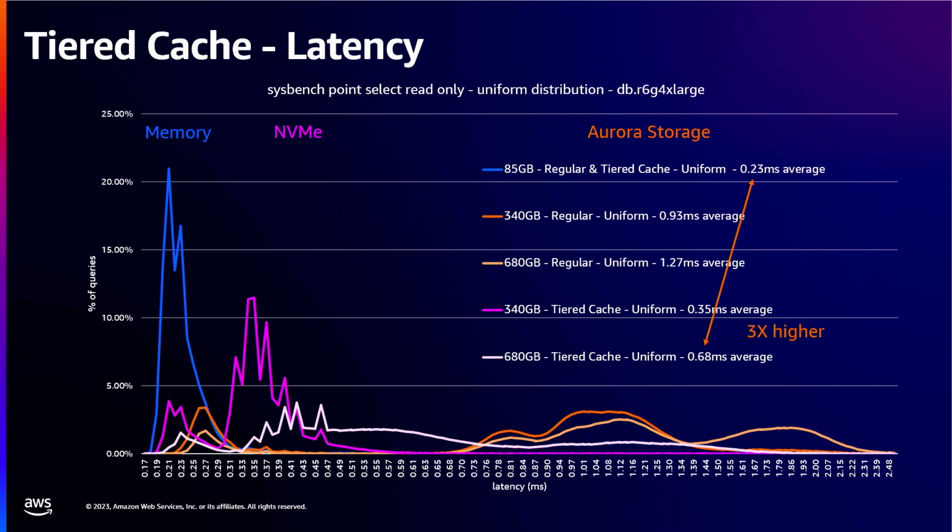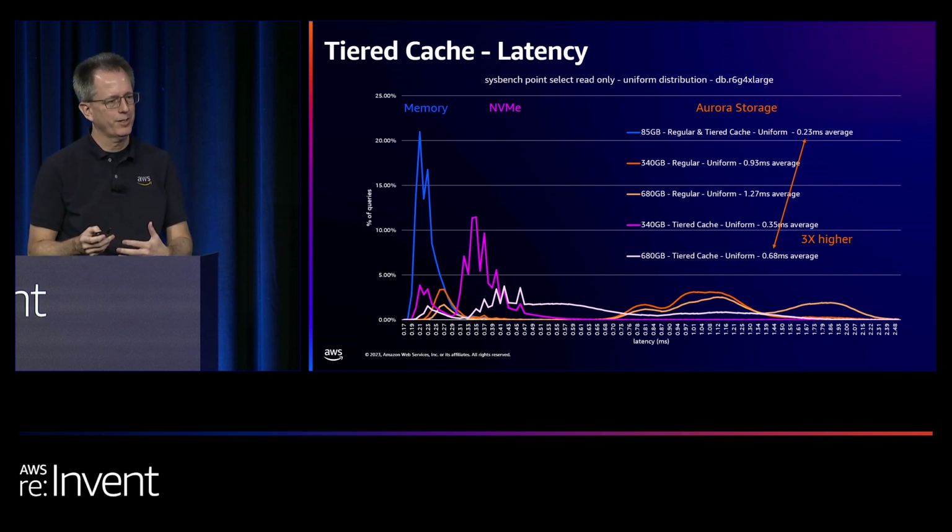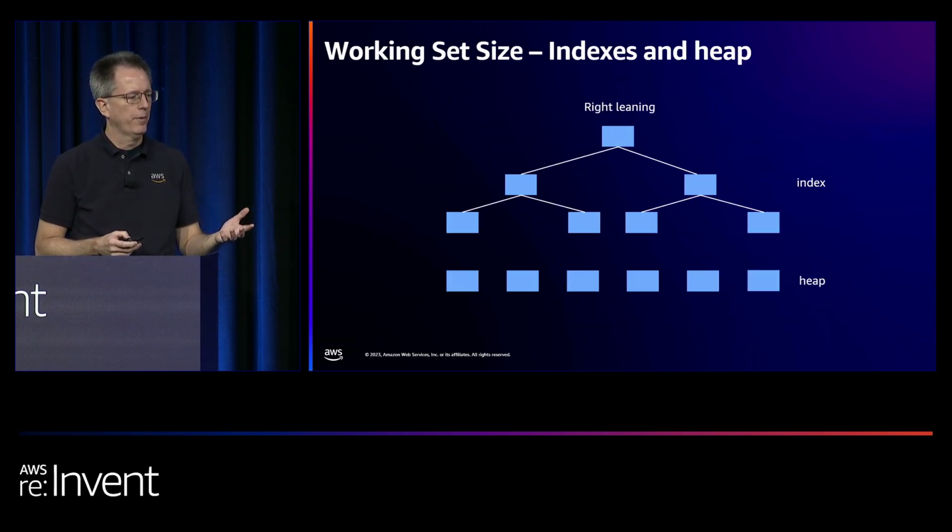How many people think they have a completely uniform workload at their job? Yeah, exactly. So it's a good benchmarking thing, it's a good thing to illustrate things, but it's not how things actually work. And part of the reason is, I'm just going to show you a right-leaning index, right? If you have an index on an order date, then as the orders keep coming in, they're all going to be on the right side because that index will just keep moving to the right.